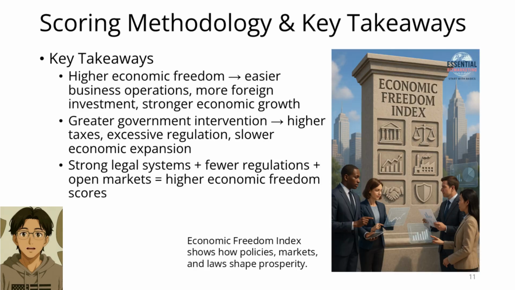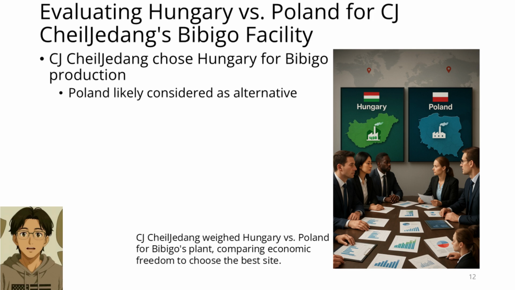Countries that maintain strong legal systems, minimize regulation, and promote open trade consistently achieve higher Economic Freedom Index scores. This balance creates an attractive environment for businesses and investors alike. Now let's apply what we've learned to a real-world case. CJ Chiljedong selected Hungary for its Bibigo production facility.